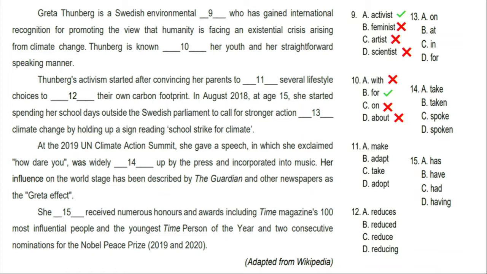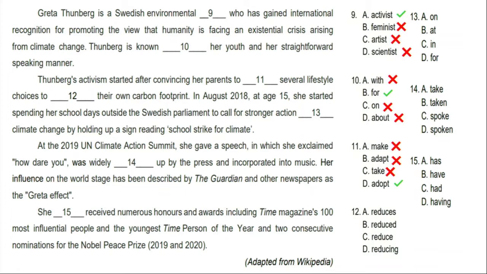Let's continue. Thunberg's activism started after convincing her parents to A, make, B, adapt, C, take, or D, adopt several lifestyle choices to reduce, reduced, reduce, or reducing. So we look at number 11 first. Make, adapt, take, and adopt. Make and take are not the right answers. It is between adapt or adopt. What do you think about this one? Yes, the right answer is D, adopt. If you're not sure, please take a dictionary between adapt and adopt.